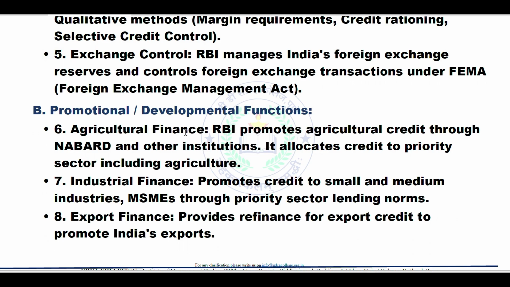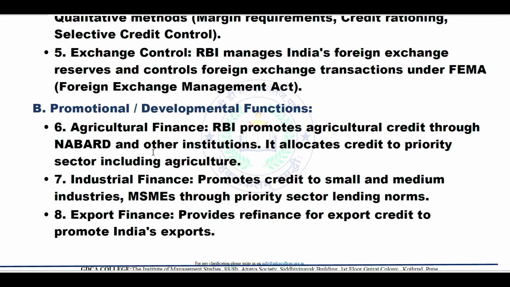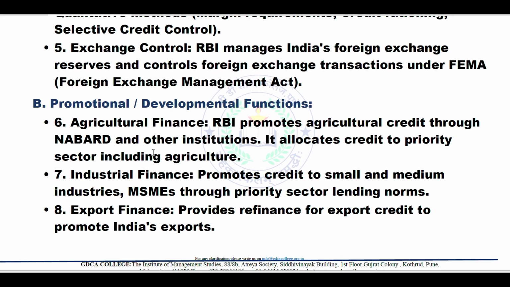B, promotional or developmental functions. Agricultural finance: RBI promotes agricultural credit through NABARD and other institutions. It allocates credit to priority sectors including agriculture. 7, industrial finance: promotes credit to small and medium industries, that is MSMEs, through priority sector lending norms. Next, export finance: provides refinance for export credit to promote India's exports.